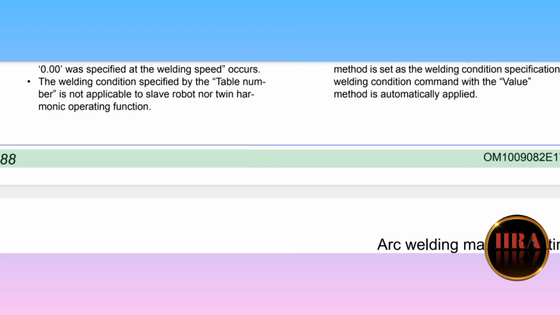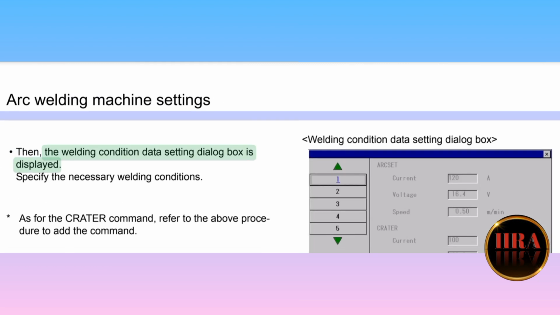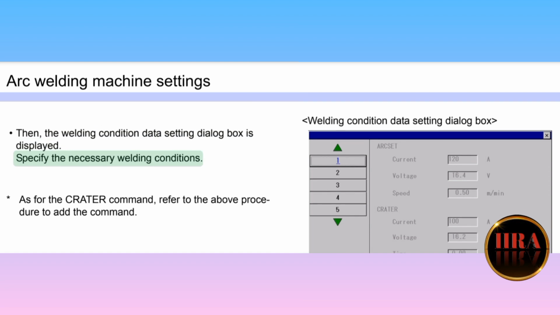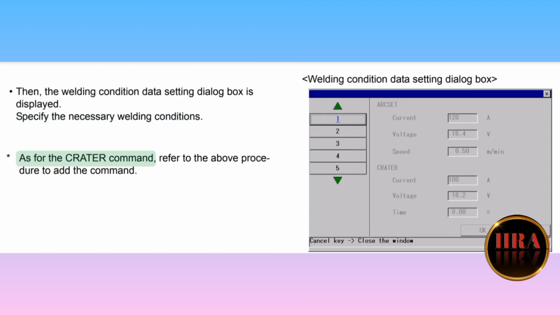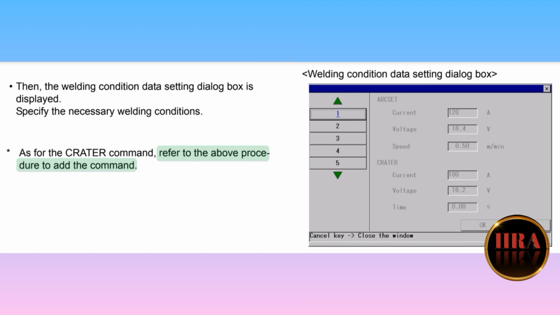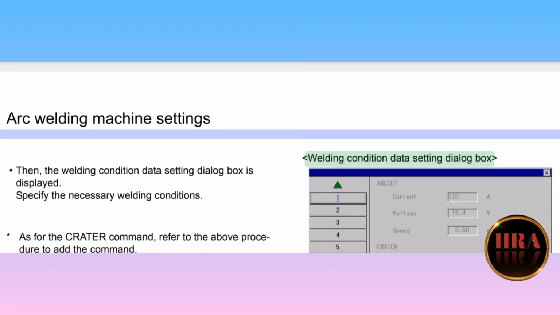OM1009082E17. Then, the welding condition data setting dialog box is displayed. Specify the necessary welding conditions. As for the crater command, refer to the above procedure to add the command. Welding condition data setting dialog box.